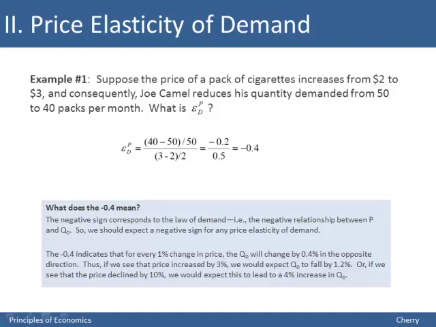For an example that's listed here, if we see the price increase by 3%, we would expect to see the quantity demanded fall by 1.2%. Another example, if we see the price fall by 10%, we would expect to see quantity demanded increase by 4%. So again, for every percentage change in price, the price elasticity of demand gives you the corresponding change in quantity demanded. So for every 1% change in price, in this case, you get an opposite 0.4% change in quantity demanded.